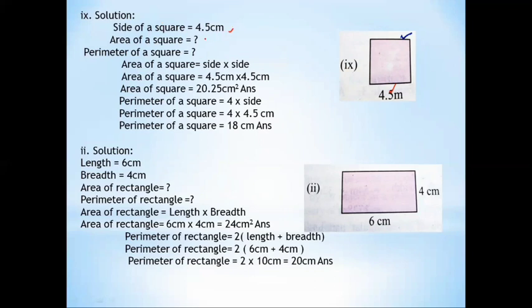Now we have to find the area of the square and the perimeter of the square. The formula is side multiplied by side. We have already learnt it in previous parts also. Replace the side by its value, 4.5 centimeter, and multiply 4.5 centimeter. Now 4.5 times 4.5, its answer is 20.25 square centimeter. This is the answer.